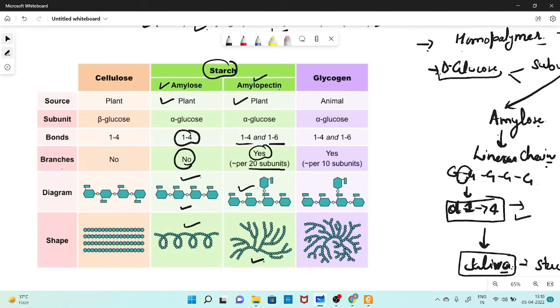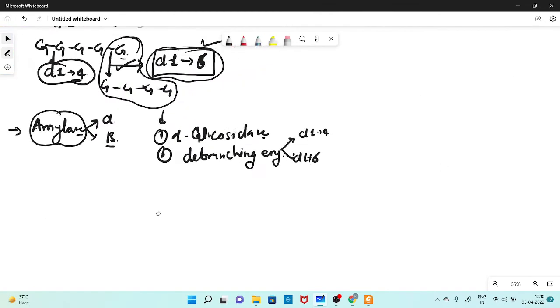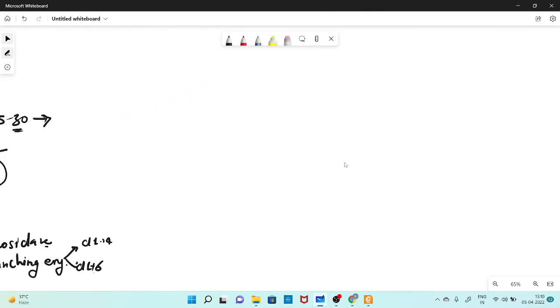Now let's talk about another homopolysaccharide, which is called glycogen. Glycogen, as we know, is present in animals as well as in human beings. We are also included in the glycogen. Right? So human beings also contain glycogen as a storage molecule. Storage means that we store the extra energy molecules in our body.